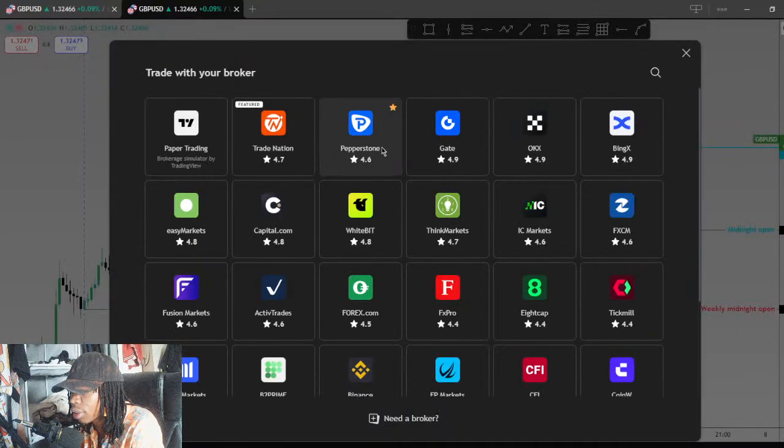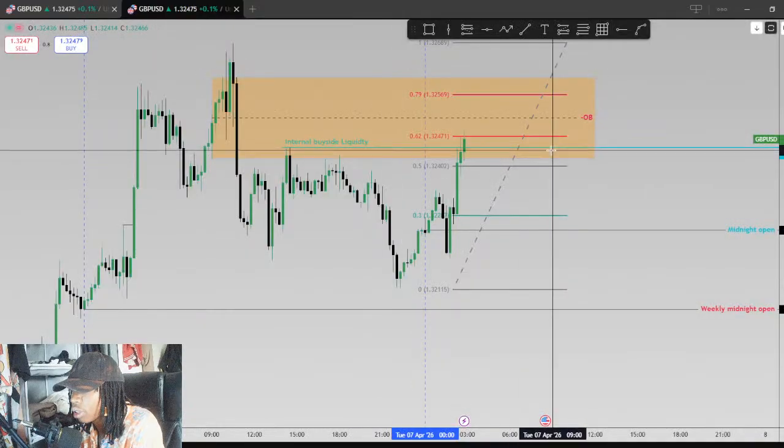If she'll connect the account, she's in, I think she's in.